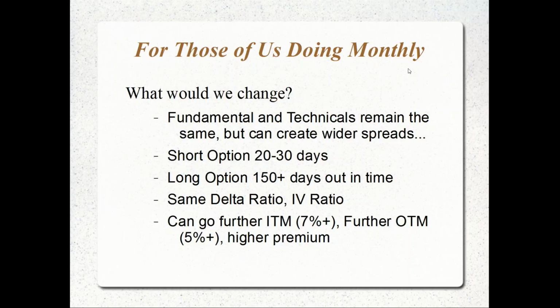You're still going to look 0 to 8 days out in time and maybe 30 to 60 days out for the long option comparatively. You're also going to look for an IV ratio of greater than 1, a delta ratio of greater than 1.6. Okay? But what changes is the fundamentals.